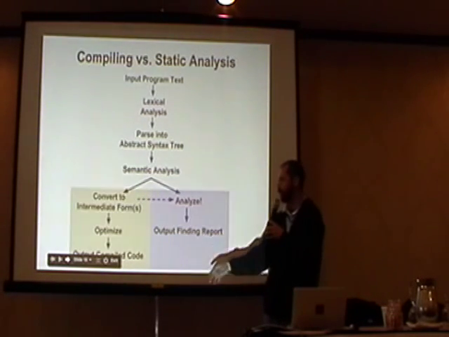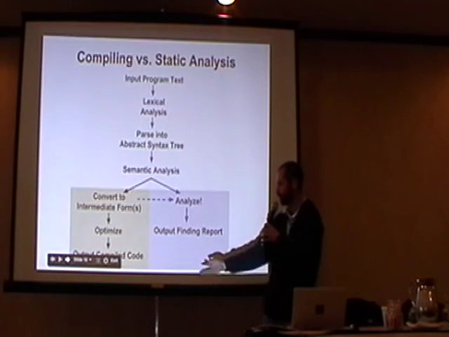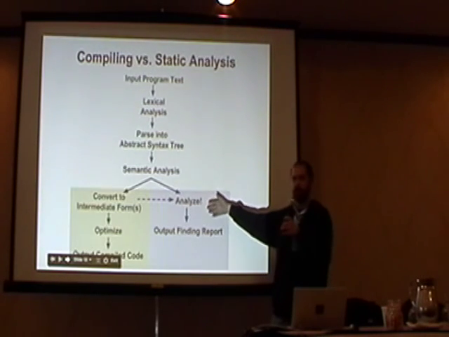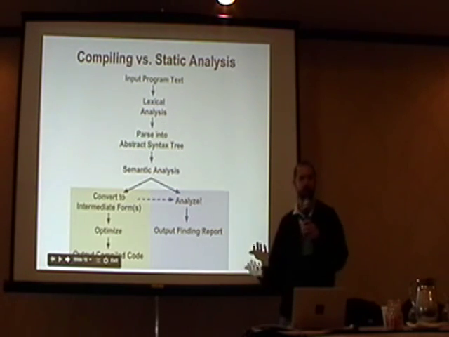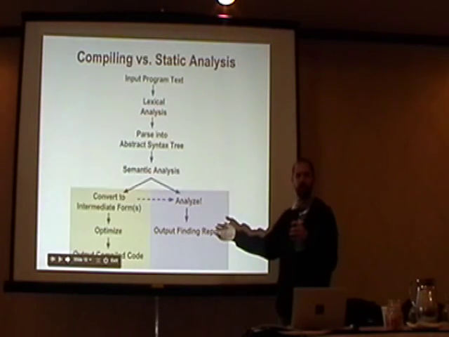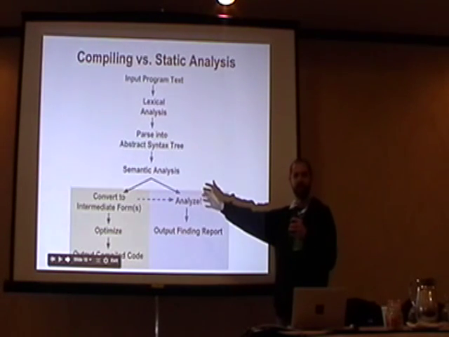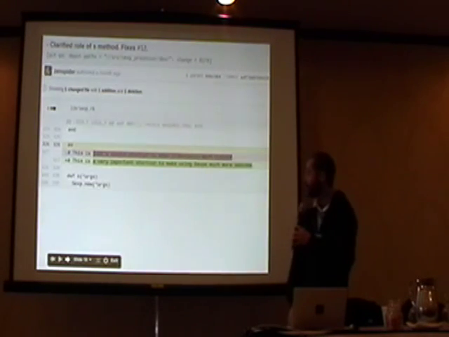And then if you're a compiler, you do some optimization, you want to make it smaller, faster, and you output some compiled code. If you're doing static analysis, then you do your analysis here. So it's just like writing a compiler, except at the end, you're not outputting code, you're going to output some report of findings that you've discovered. Are there any questions about that? When I realized this, I was like, holy cow, it's the same thing. Maybe I'm the only one amazed.